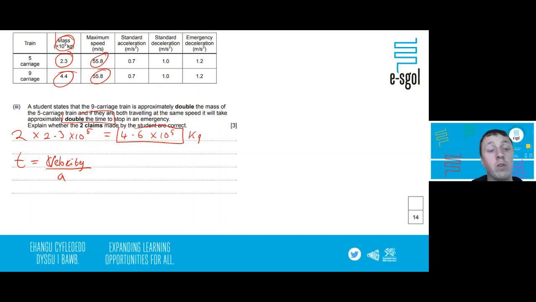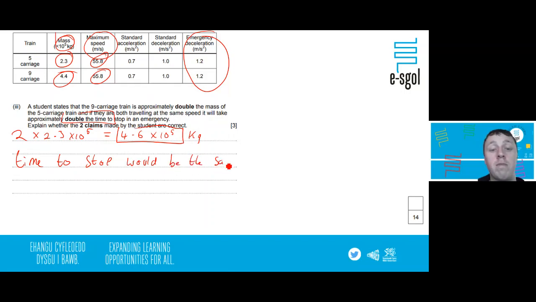It would be the same the other way around. So hopefully you can see for the second statement, if the maximum speed is the same and the maximum deceleration are the same in an emergency or even standard, then hopefully it's clear that you can say the time to stop would be the same. So the time to stop would be the same. It would not be double. It would be the same, as the deceleration is also the same, as the deceleration is equal values.